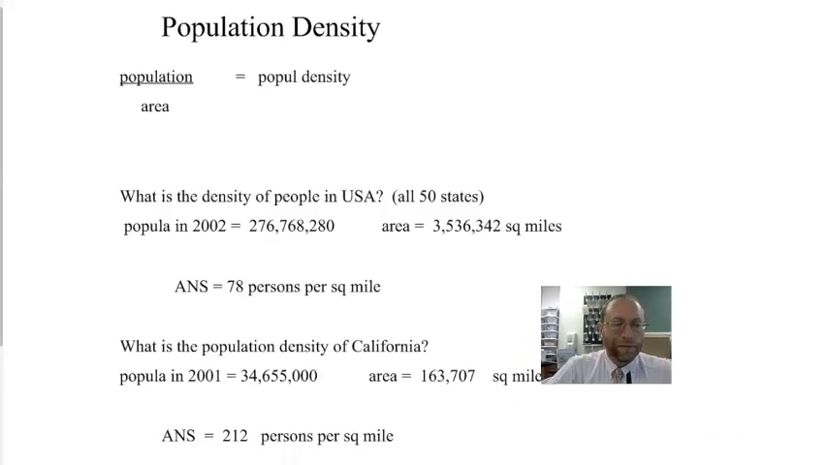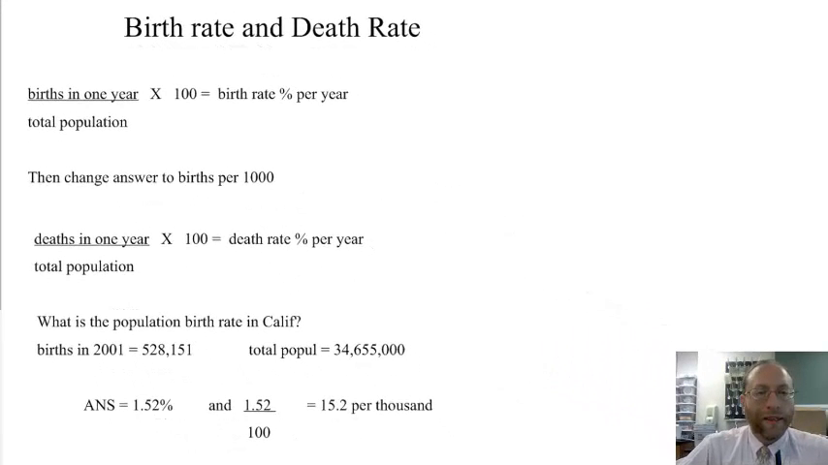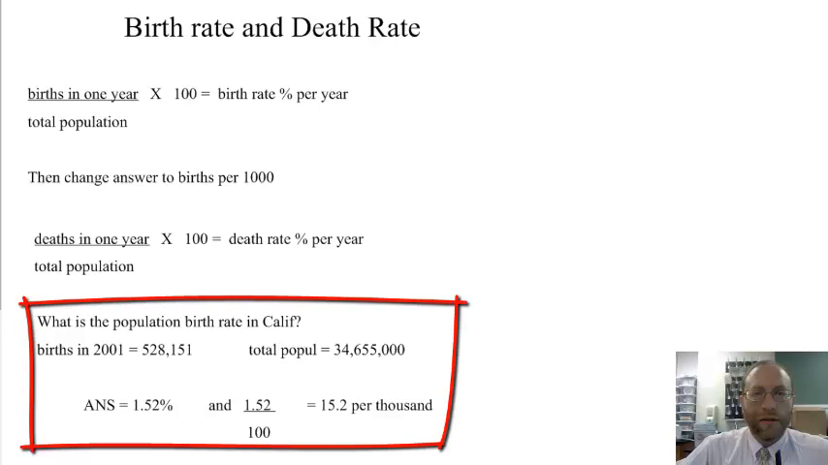Birth rate and death rate are very similar equations. It's birth rate: the number of births in 1 year divided by total population, either times 100 if you're asked for percent, or times 1,000 if you're asked for the rate per 1,000, and same thing for the death rate. And I have an example worked out there for you.